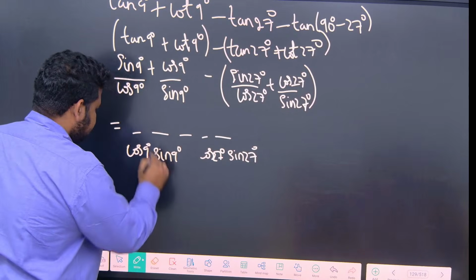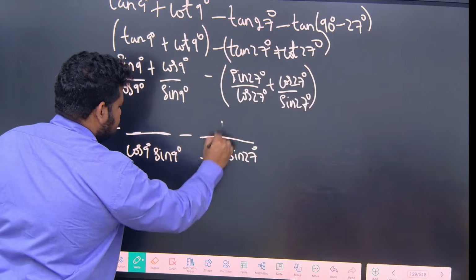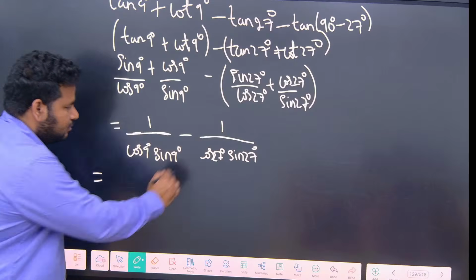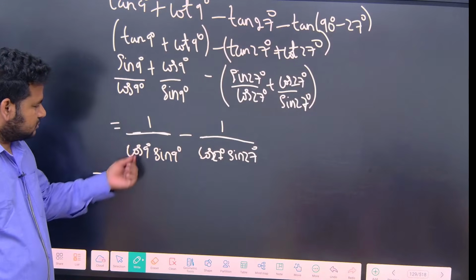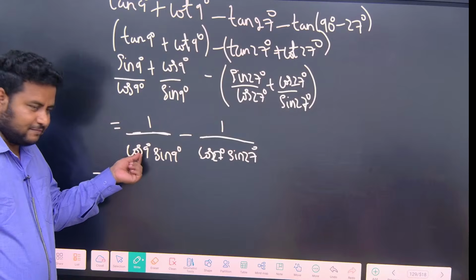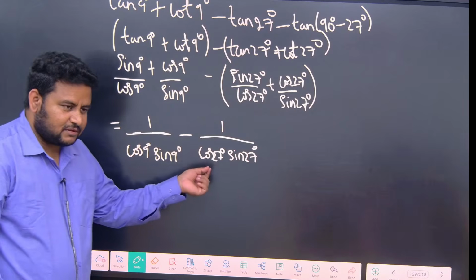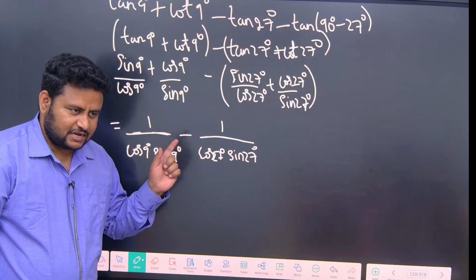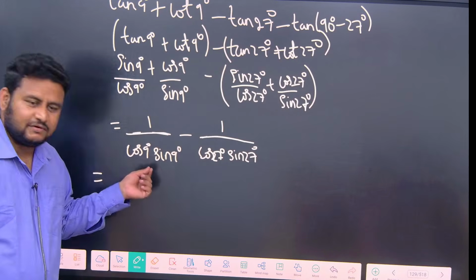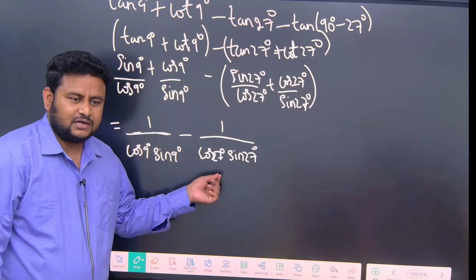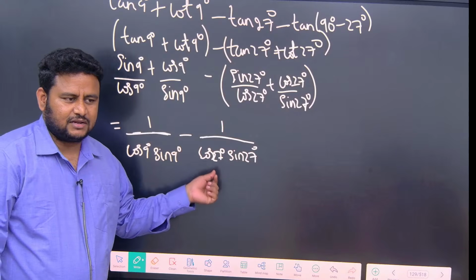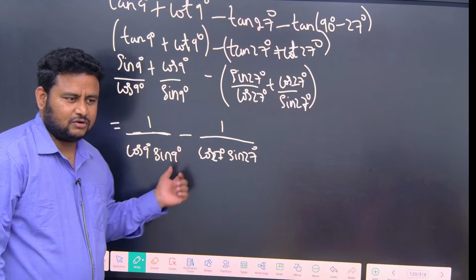So see here, keep it like this, further you will not be able to do anything. So what we have to do is, if I multiply by 2, I will get the double angle formula. So 9 will become 18, 27 will become 54. We know the value of 18, we know the value of 54, so I can solve the question. But I don't know the value of 9 degree, I don't know the value of 27 degree.